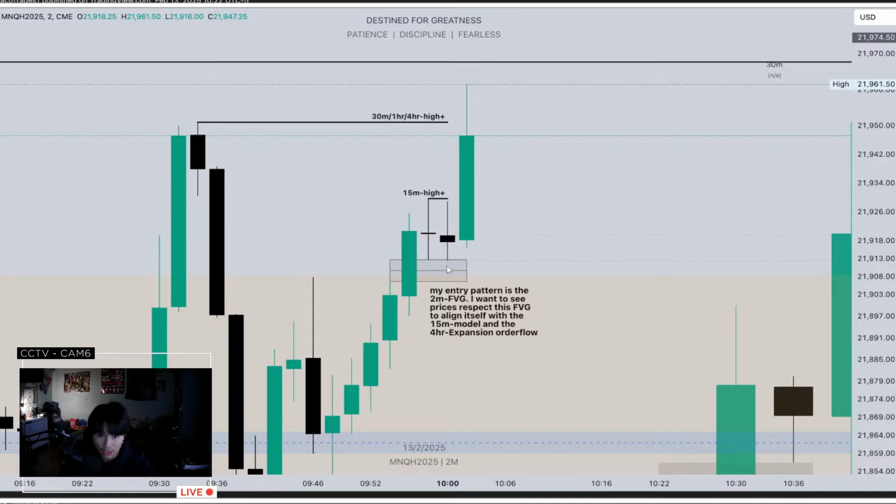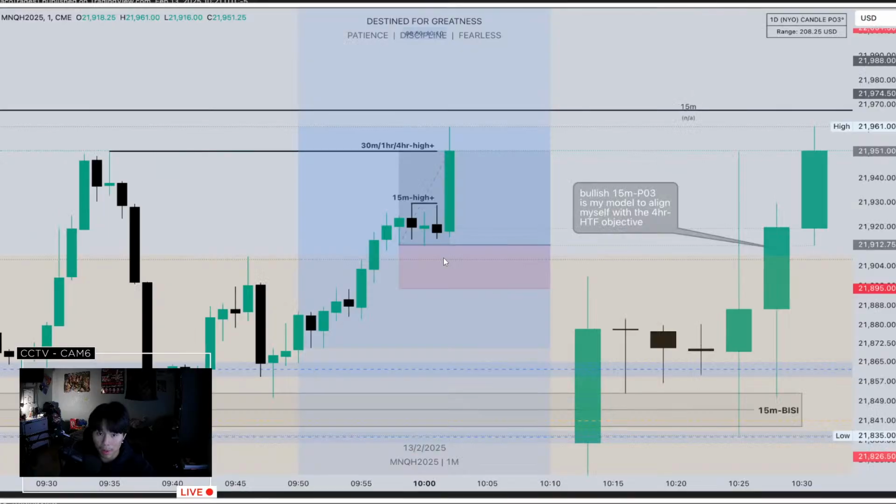So once price trades into this 2-minute fair value gap, which we barely do here in this case, we barely traded into it. We traded into the 2-minute fair value gap. We take out the 15-minute high. And like I said, the expansive characteristic of this model is that once we complete that 15-minute objective, we should continue to expand higher towards the 30-minute objective. And the 30-minute objective is the same objective as the 4-hour time frame. And like I said, that concept is called scope.